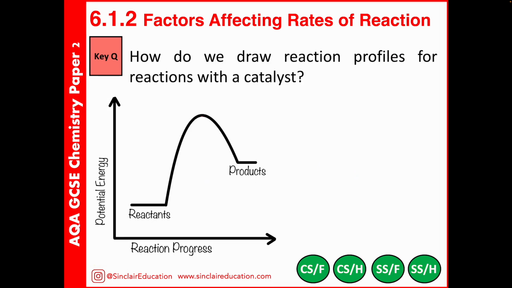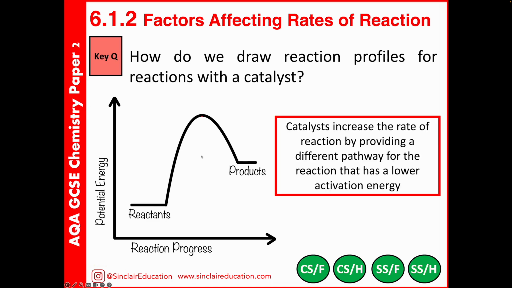With a catalyst then, they are changing the activation energy that's required for a reaction to happen. They're lowering it, and they do this by providing an alternative pathway for the reaction to occur. So if we're asked to draw this, here's a general reaction profile for an endothermic reaction. If a catalyst is involved, it will lower the activation energy, and so we'll draw a line that's lower than the original.